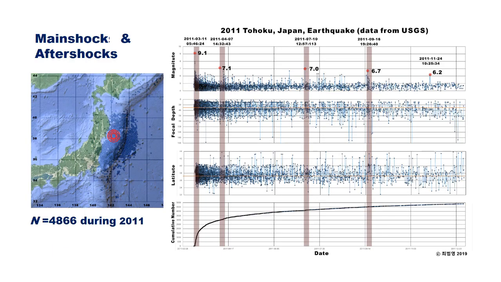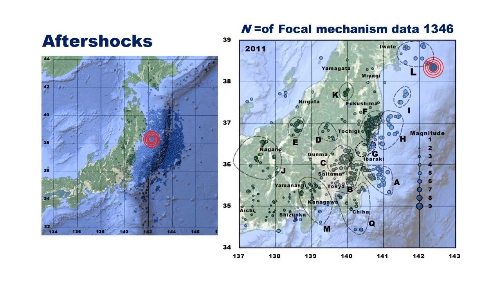Main shock and aftershocks. Aftershocks are usually found in the offshore area. So many focal mechanism data were reconstructed, but they are wholly onland data. This is a somewhat of an obstacle to figure out what happened during the 2011 Tohoku earthquake.